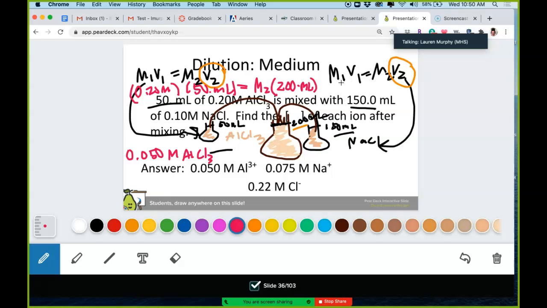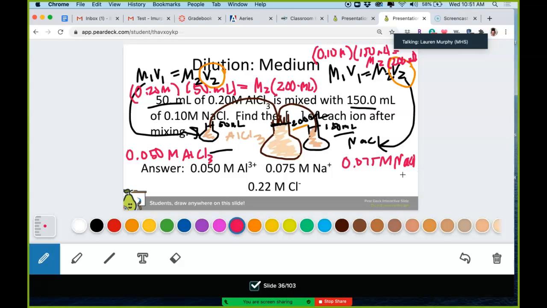Now let's do the one for sodium chloride. What was sodium chloride's initial concentration? Well, it was 0.1 molar. How much of it did I have? I had 150 milliliters of it. Sorry, I'm kind of running out of room. What's my new concentration? M2, I don't know. What's my new volume? 200, because I mixed them. So you rearrange and you get 0.075 molar sodium chloride.